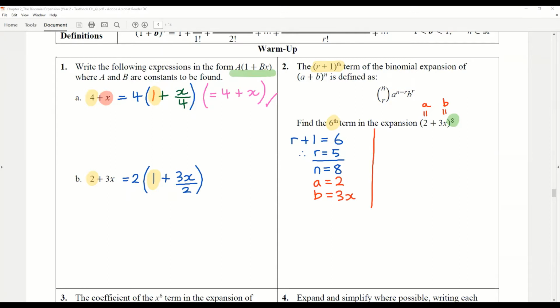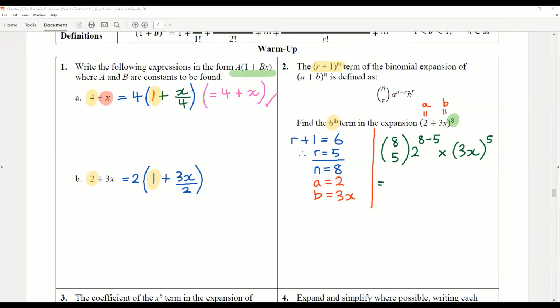So to do the expansion, we're going to have n choose r, so that's 8 choose 5. We have a to the power n minus r, so 2 to the power 8 subtract 5. And then we're multiplying that by b to the power r, so multiplied by (3x) to the power r, which is of course 5.